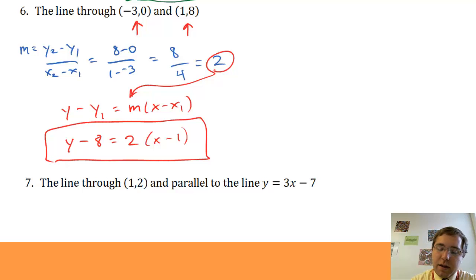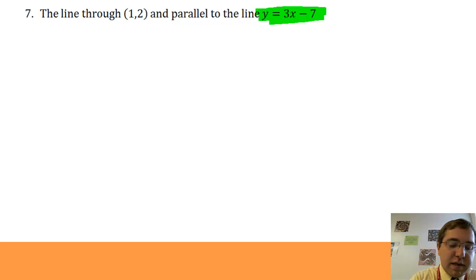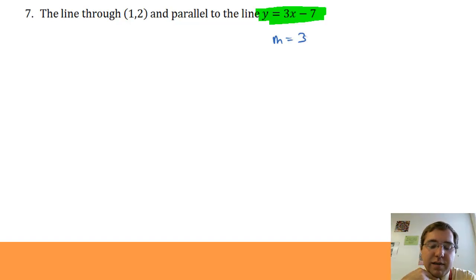How about the line through 1, 2 and parallel to the line y equals 3x minus 7? So we have to remember something about parallel lines from last section. What do you know about parallel lines? They have the same slope. So, what is the slope of the line that we're given here? y equals 3x minus 7. Slope is the 3, the number in front of the x, because it is already in slope-intercept form.